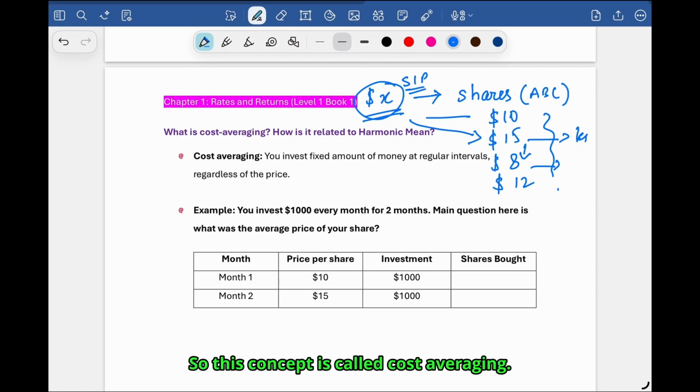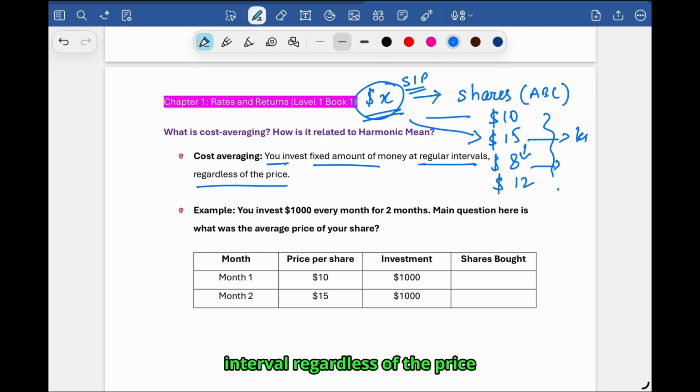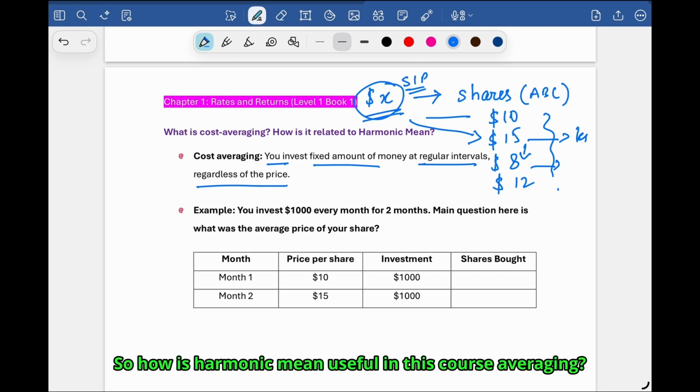So this concept is called cost averaging. Basically what it says is that when you invest a fixed amount of money at a regular interval, regardless of the price, this is what is called cost averaging. So how is harmonic mean useful in this cost averaging?